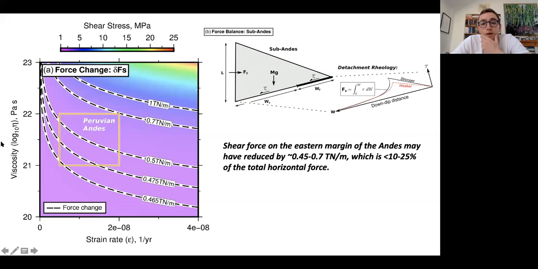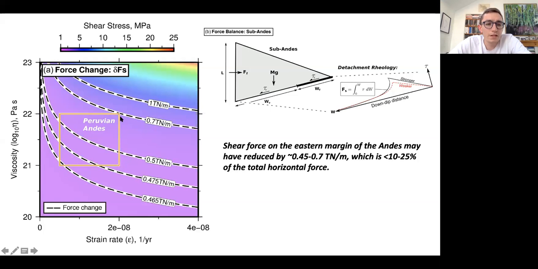So here is the result of these very simple analytical calculations. On the x-axis is the strain rate within the interior of the plateau. This is the horizontal extensional strain rate, taking the slip rates on those faults and averaging over the width of the plateau. And on the y-axis is the viscosity of the material within the plateau interior. This is generally pretty poorly known, but I'd say it's reasonably well constrained to be within this order of magnitude, based on a bunch of other work by people like Simon Lamb and Laurent Husson.